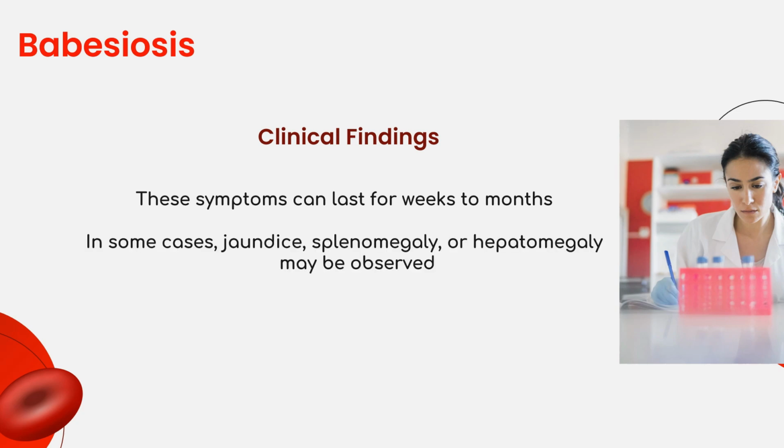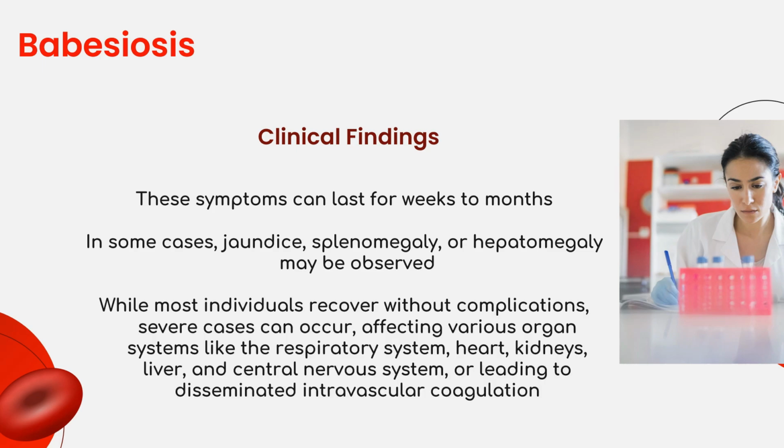In some cases, individuals may exhibit additional clinical findings. These can include jaundice, which presents as yellowing of the skin and eyes, as well as splenomegaly, an enlarged spleen, or hepatomegaly, an enlarged liver. While most individuals recover without complications, it's important to note that some cases can progress to severe, life-threatening diseases.